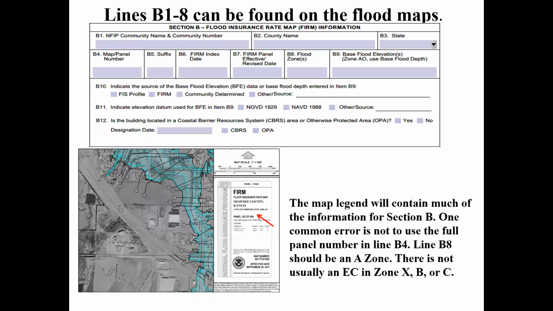Okay, so here we are, section B of the elevation certificate. What's great is that lines 1 through 8 can be found just using the map. So it's really nice. For B1, we have the NFIP community name and community number. That would be something we could find right there in the title block. So we have City of Topeka and then the community number.